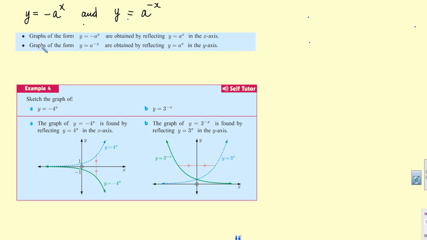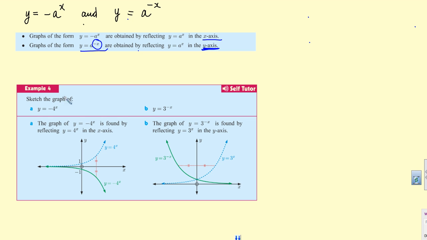So if I have the graph of the form y equals negative a to the power of x, we reflect y equals a to the power of x in the x-axis. And if we have y equaling a to the negative x, what's getting affected here is the x values. They're obtained by reflecting y equals a to the x in the y-axis.